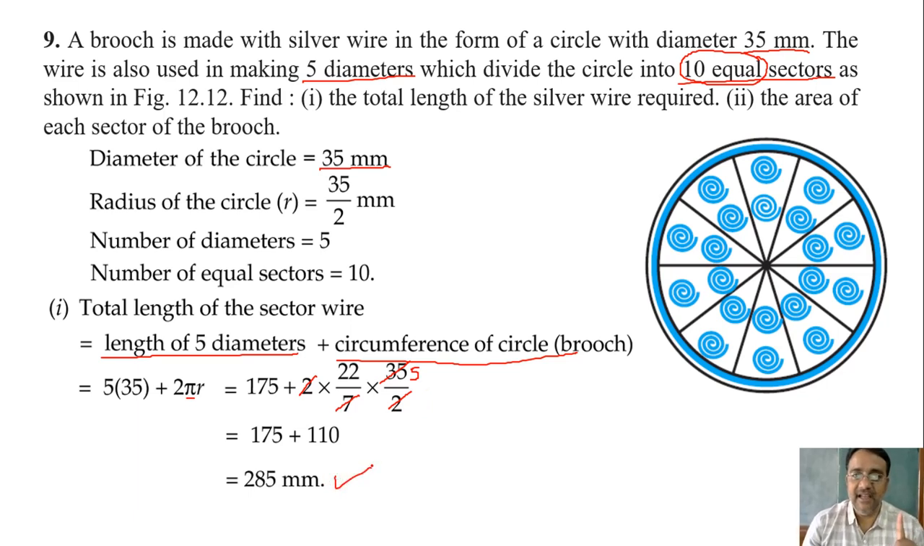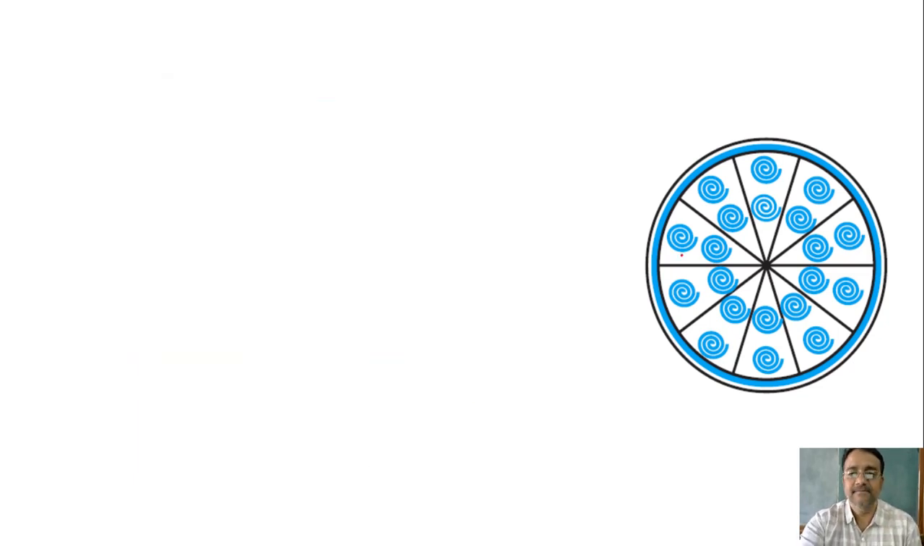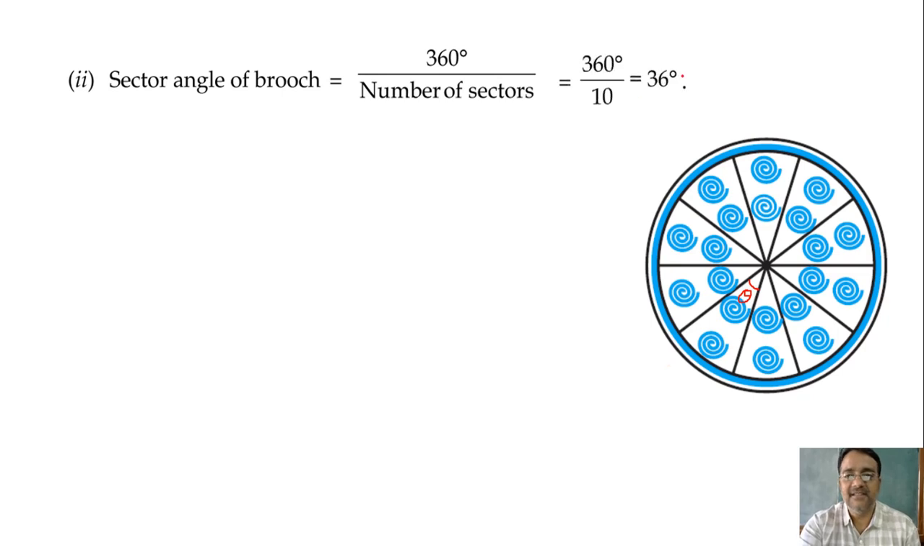Now we have to find area of each sector. तो area of one angle कितना होगा? What is the value of area of one angle? Suppose this is theta. 36 degrees. Right. 360 upon 10, that is 36 degree. So this is the value of theta. इसको हम लोग दूसरे तरीके से भी निकाल सकते हैं.